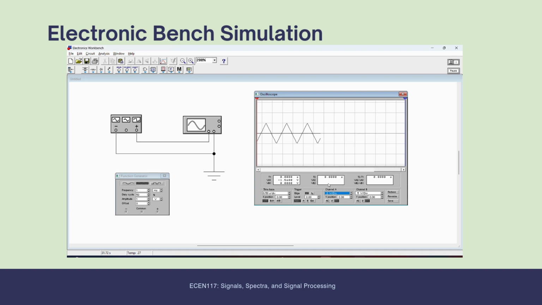The electronic bench output demonstrates that triangular waveforms can be physically generated and measured using electronic circuits. Minor distortions may be observed due to component tolerances and non-ideal behavior, which are expected in real-world systems. Despite these imperfections, the fundamental triangular shape and periodicity of the waveform are preserved.